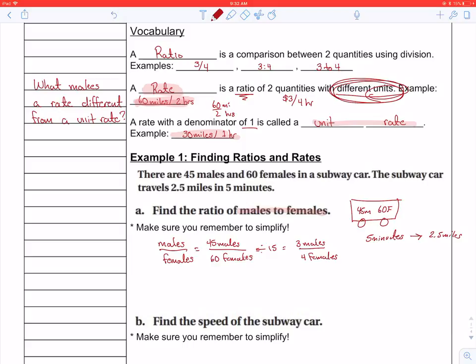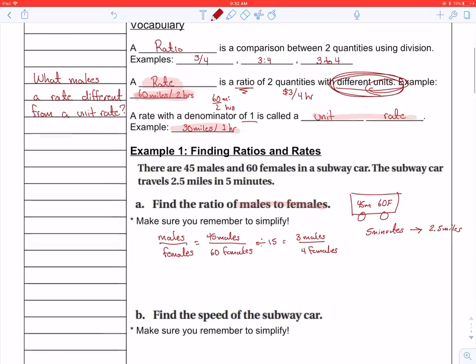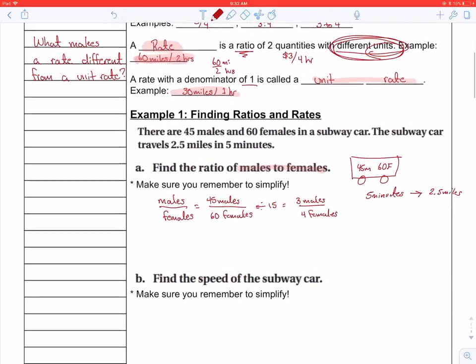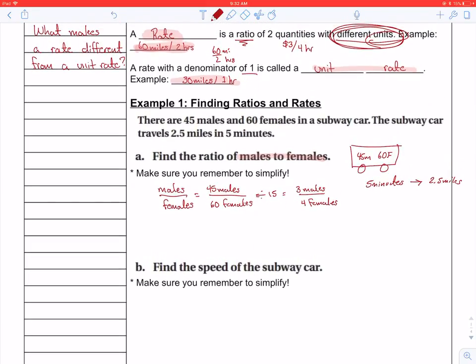Pretty straightforward, I hope. Now, finding part B, the speed of the subway car, this is where we're going to get into rates and unit rates. So to find the speed of the subway car, we talk about speed as distance over time. We talked about speed a little bit in our example, 30 miles every 1 hour. So our distance, 30 miles, over the time of 1 hour.